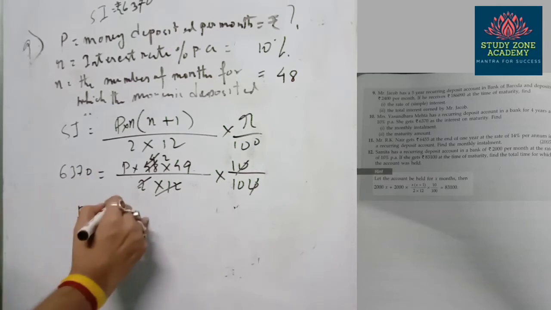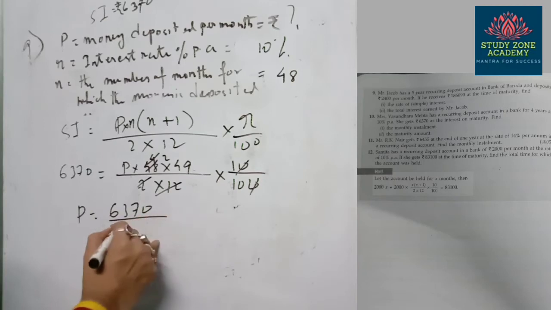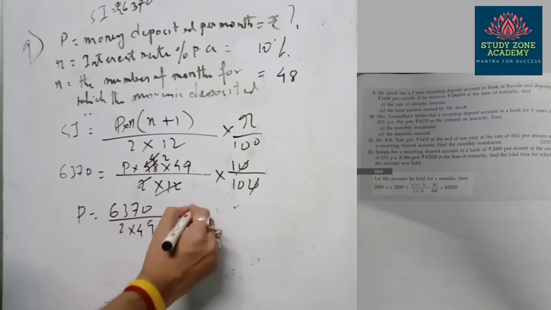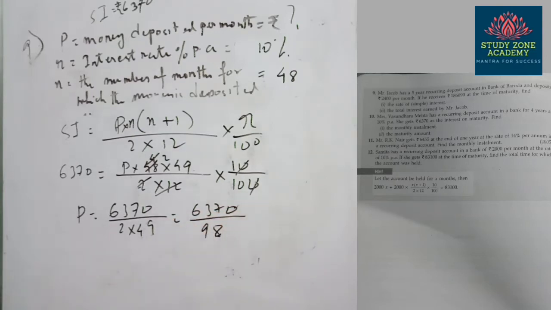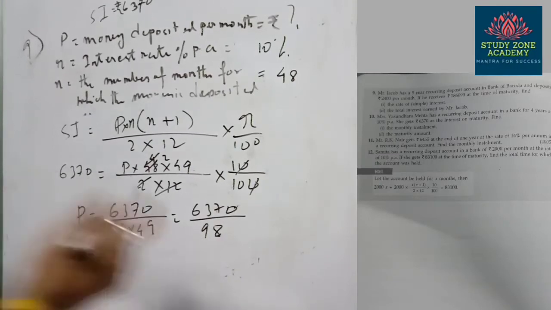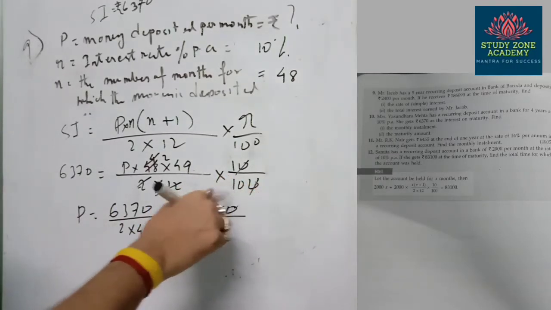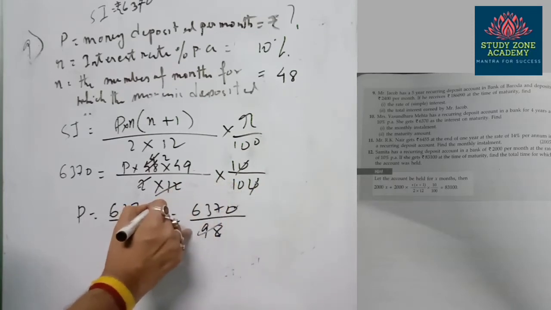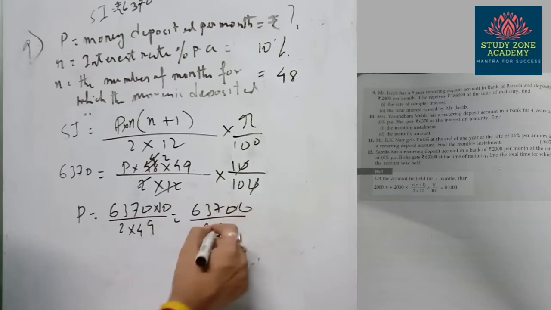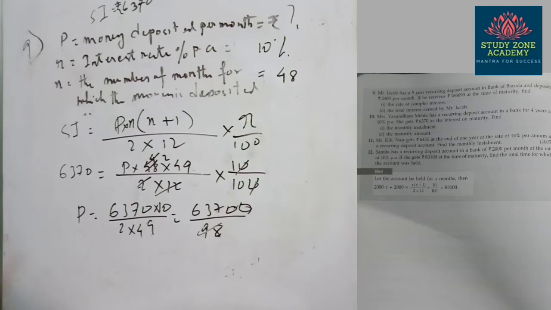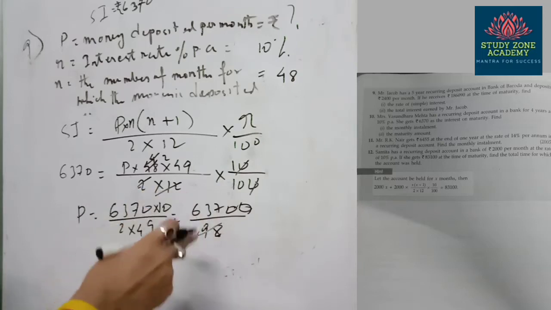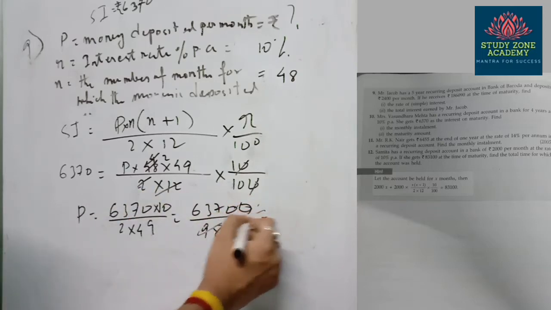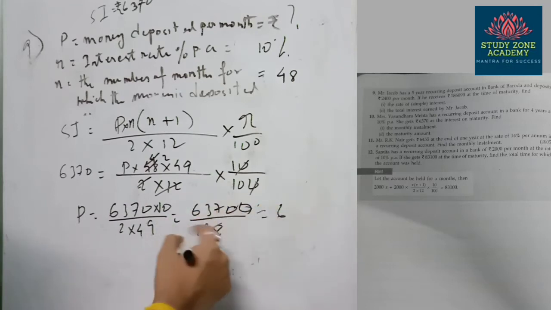So P is going to be 6370 divided by 2 into 49, that is 98. 6370 by 98. Oh, I missed this 10. Sorry, it is going to be into 10. That means one more 0. So 98, 63,700. If we divide, 6 times 98 is 588, so it is going to be 5.